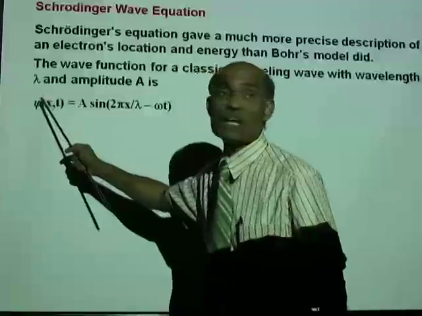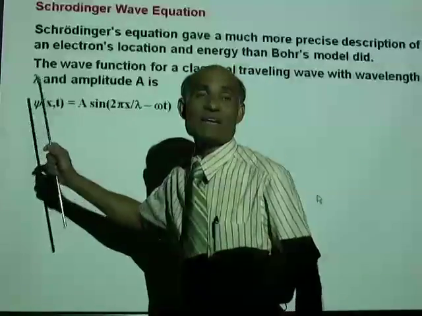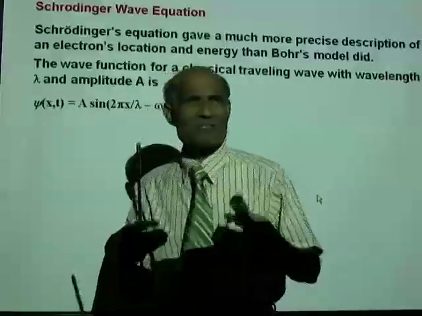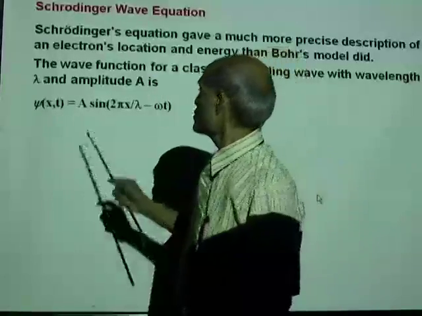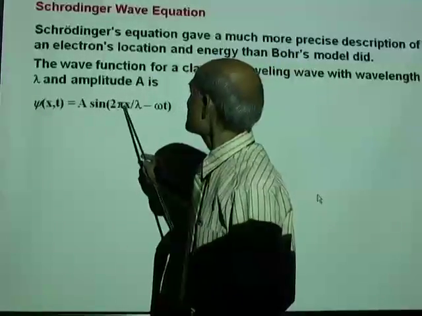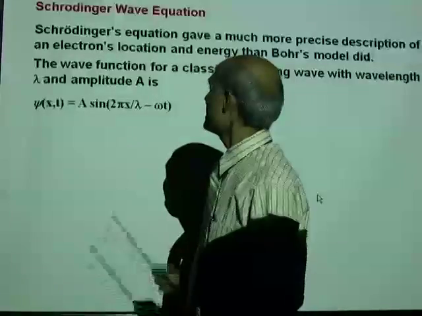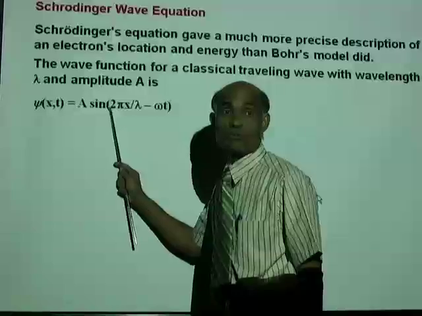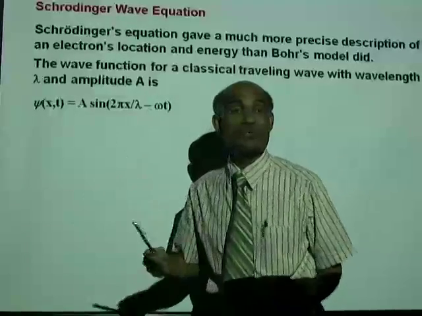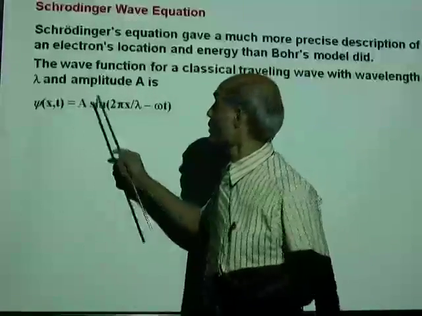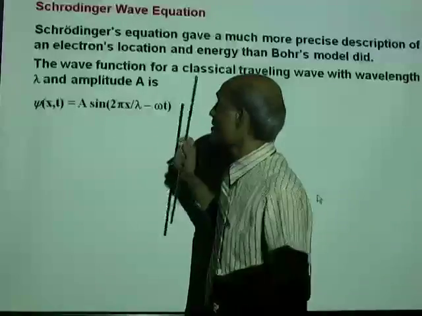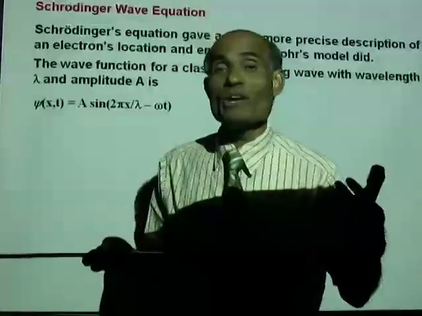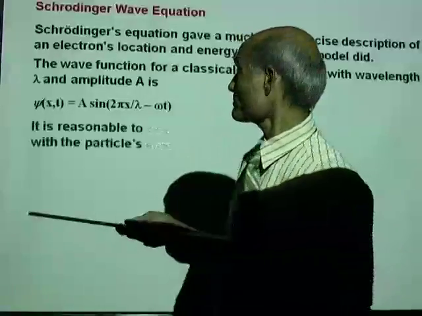Psi x,t, in place of y, the displacement, I use the letter psi. In fact, that is Schrödinger's notation. It is a sine 2 pi x over lambda minus omega t. Now, 2 pi divided by lambda is the wave number k. So a sine kx minus omega t, that is the normal description of a wave we discussed earlier.